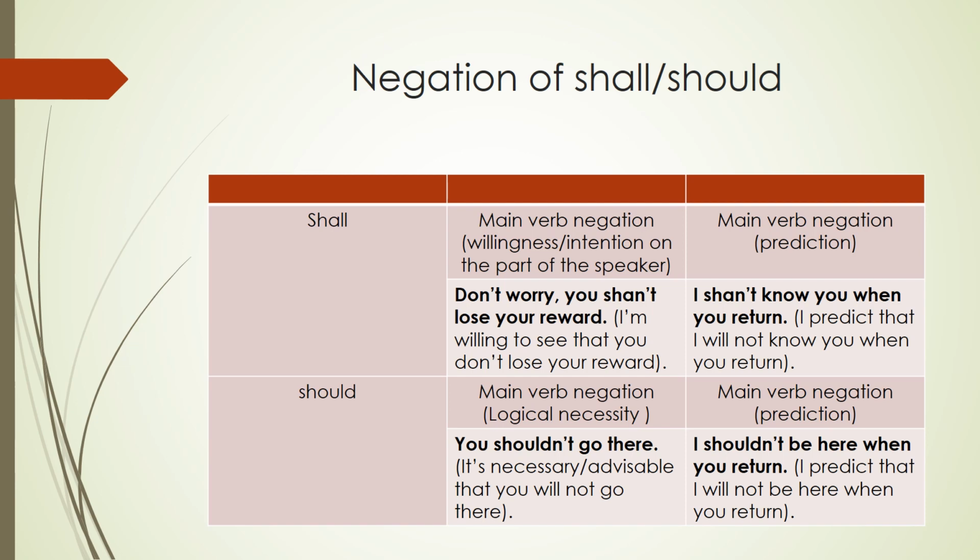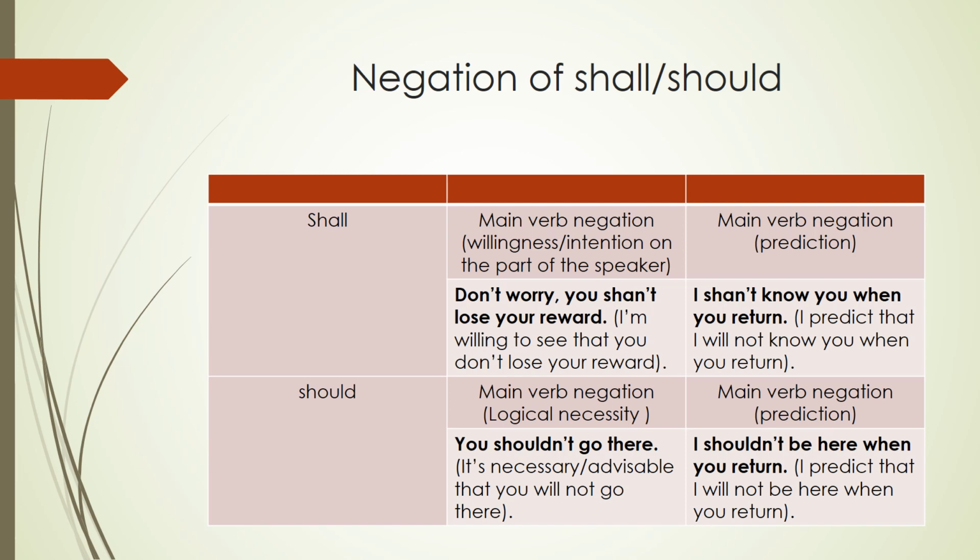If we go to should in its past form, it is used to express logical necessity, or sometimes we call it obligation. So, for example, we say, you shouldn't go there. Again, when you are using should to express obligation or logical necessity, we are having main verb negation, which means that should is outside the scope of negation, and is going to be positive.